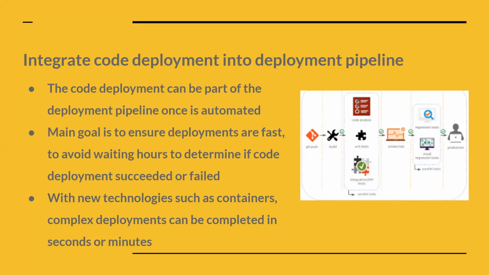Integrate code deployment into the deployment pipeline. In this section, we learned that once the deployment process is automated, it can be part of the deployment pipeline. And the main goals are to make sure deployments are fast, so that we don't have to wait many hours to determine if it succeeded or failed. Thanks to new technologies like containers, complex deployments can be completed in seconds or minutes.